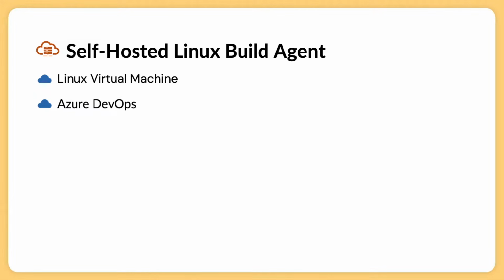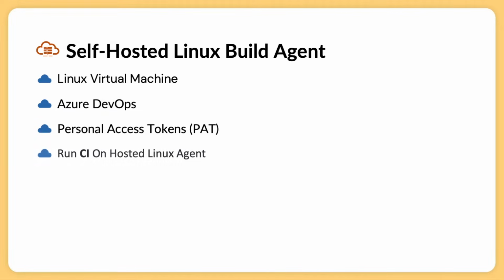Of course, second is the Azure DevOps platform. Next, we need a personal access token, PAT. This is the token that we will create on Azure DevOps, and this token will be used by Azure DevOps to communicate with the Linux virtual machine for building the application and getting the artifact from there. Next, we will run the continuous integration CI pipeline from Azure DevOps on the Linux virtual machine to build the application.